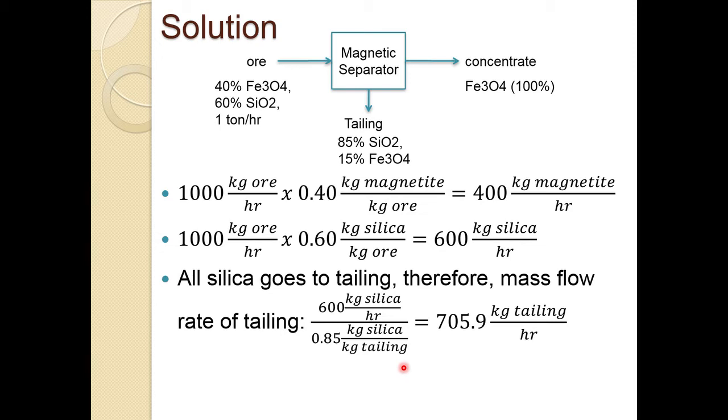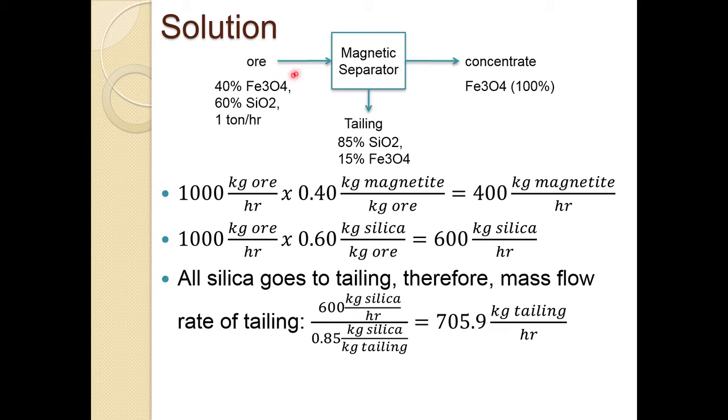So, we have this magnetic separator. The input is 40% magnetite, 60% silica. Always when you do any sort of material balance or heat balance, it is good to have a box and indicate what is in and what is out. That gives a very good idea what is going into the reactor and what is coming out, so you can do a proper material balance or heat balance.